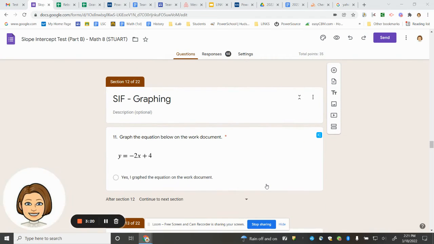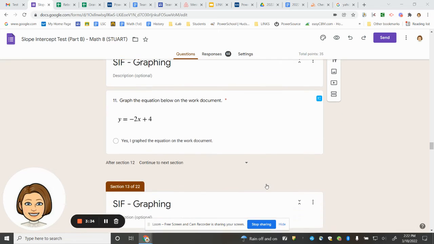Number 11, graph this equation on your work document. Y equals -2x plus 4. Couple things to be mindful of. Take a look at that slope. It's negative. Think about what your line will look like.